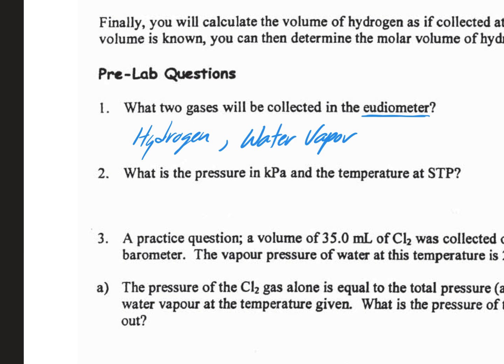All right, this next question, what is pressure and what is temperature at standard temperature and pressure? So the pressure in kPa is 101.3 kPa, all right? Standard temperature is 273 Kelvin, okay? So in other words, 0 degrees Celsius.